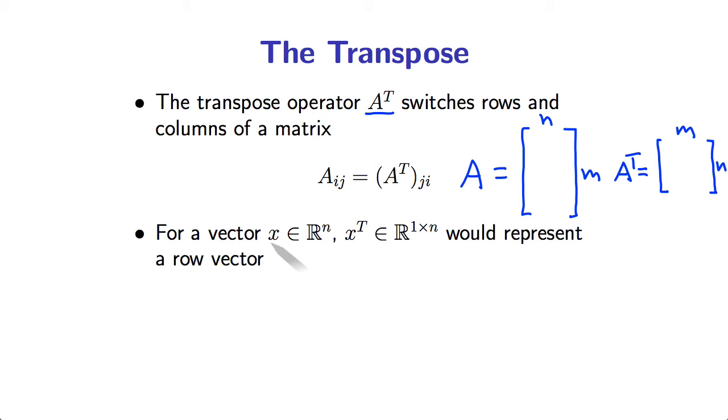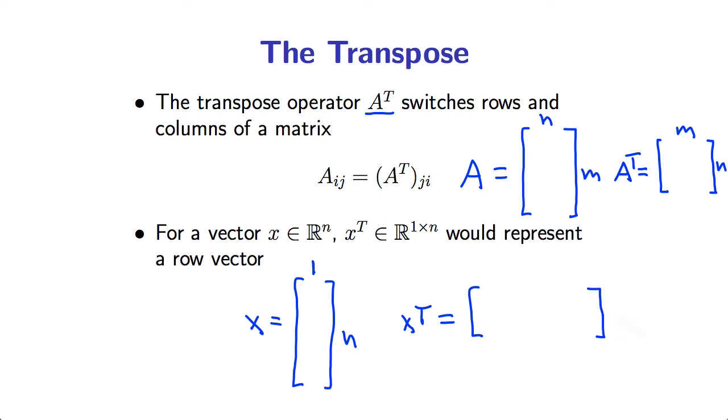Similarly for a vector, remember we're talking about vectors by default as being column vectors. That is, they are one column wide and have n rows. So if we want to talk about a row vector, a vector with only one row and many columns, we can write this as x transpose. This would equal a row vector with only one row and n different columns.